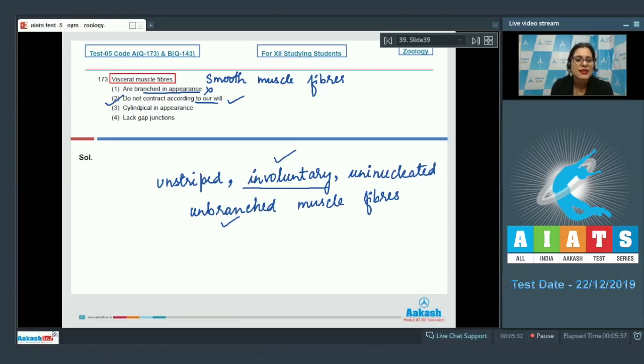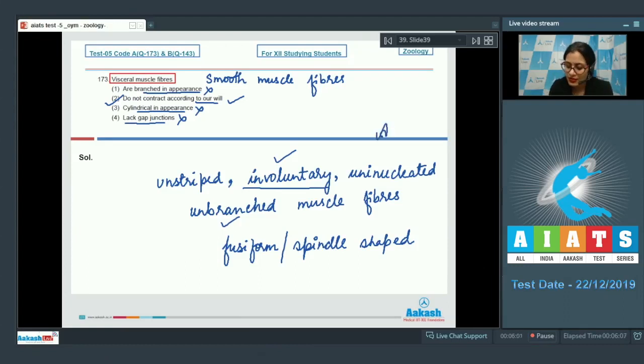The next option is cylindrical in appearance, and this is an incorrect option because smooth muscle fibers are fusiform shaped or spindle shaped in appearance. And the last option given is lack gap junctions, and this is also incorrect because smooth muscle fibers have gap junctions which permit coordinated contractions. So the correct answer to this question is option number 2. Let's discuss our next question.